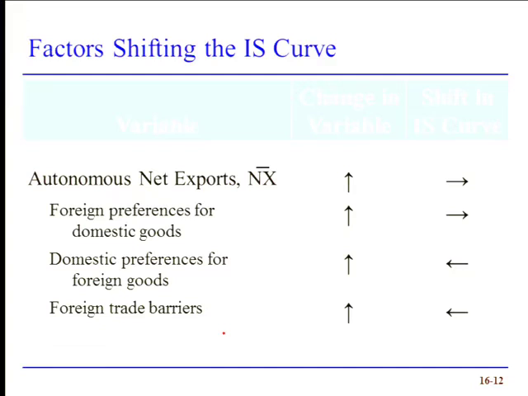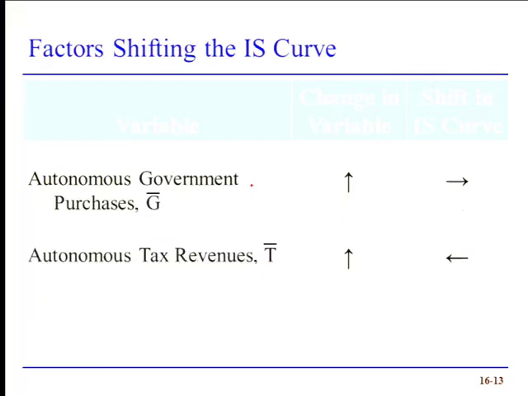And finally, foreign trade barriers. If there are more foreign trade barriers, then we would have fewer exports. Net exports would go down, and the IS curve would shift to the left. Yes, it would. I didn't put that in there. The question was, wouldn't foreign income also be in here? I didn't put it in here because that's not something that we put directly into autonomous net exports. I also didn't put it in where it should be, but that's your fault.